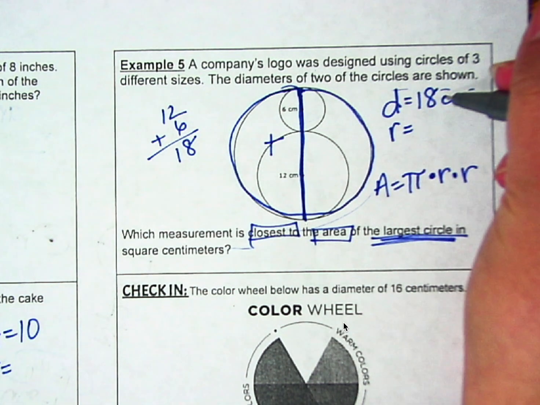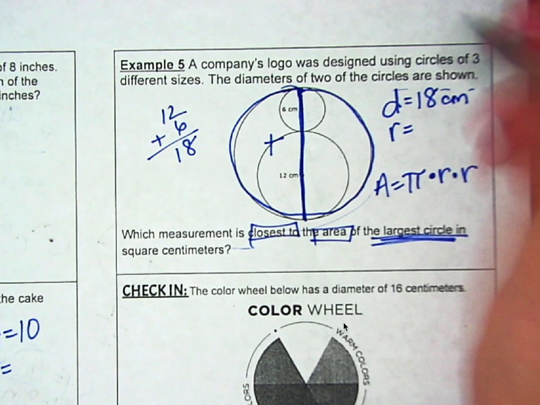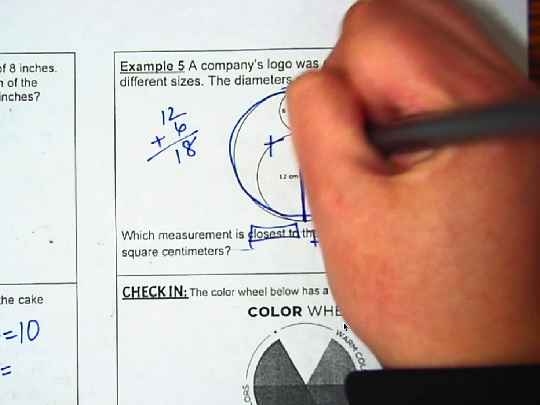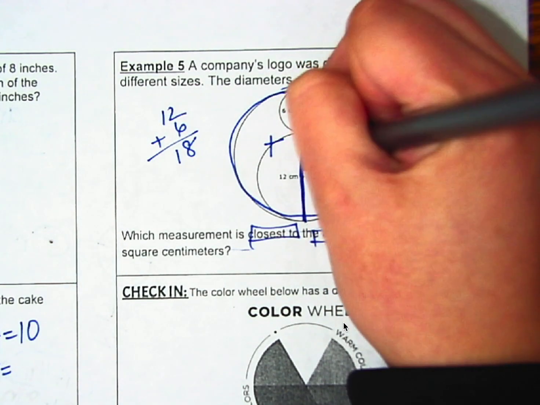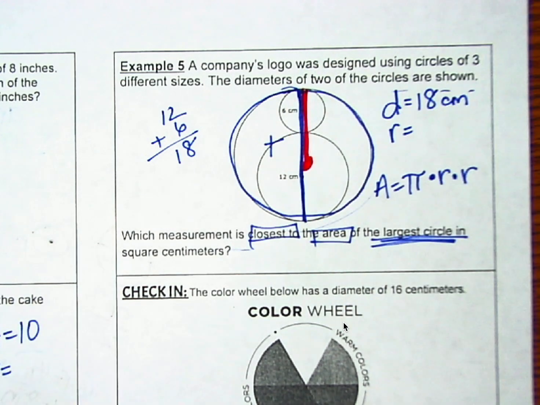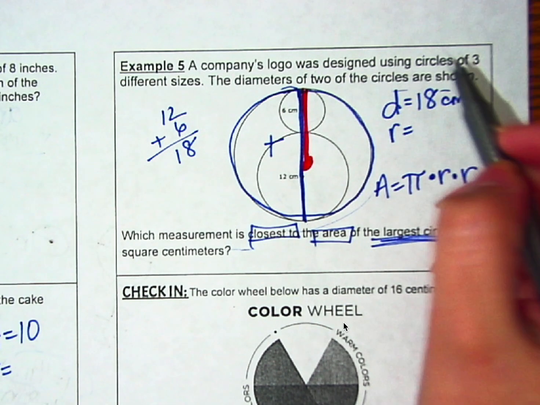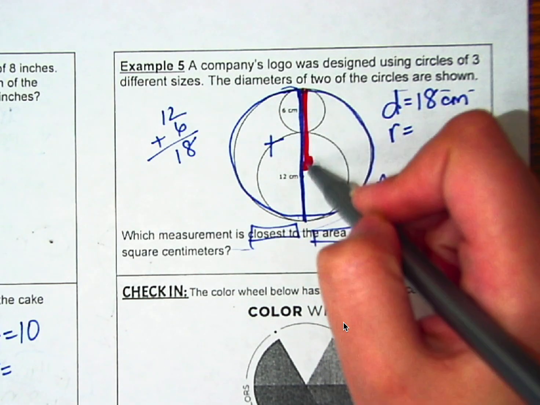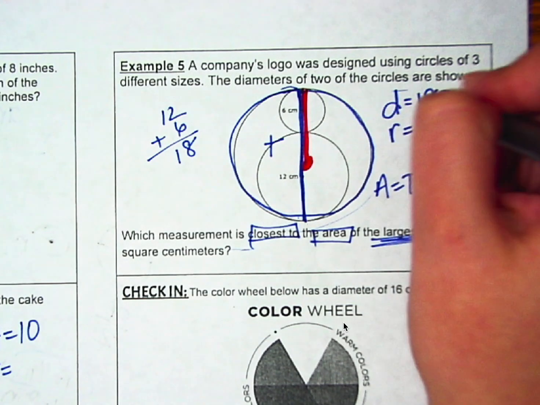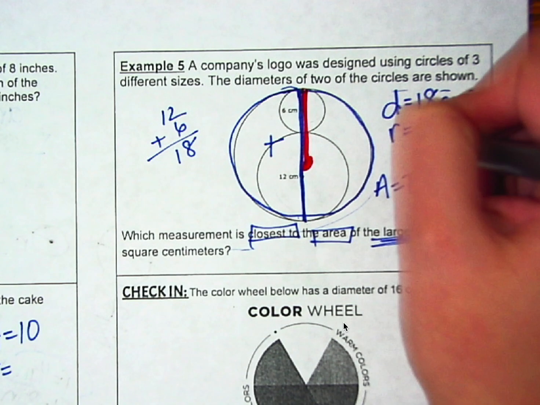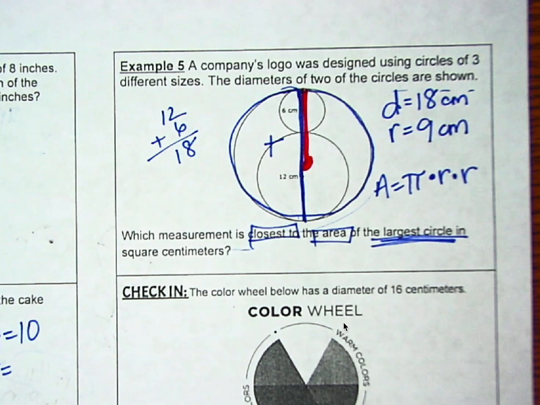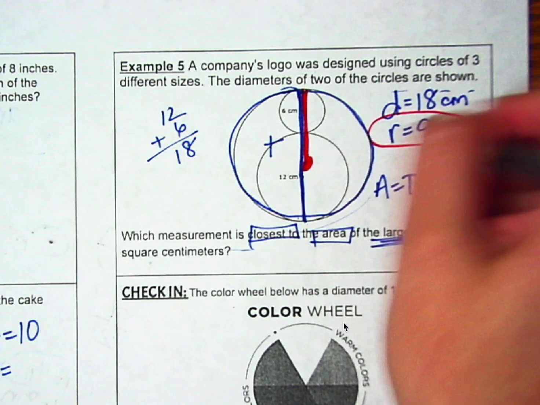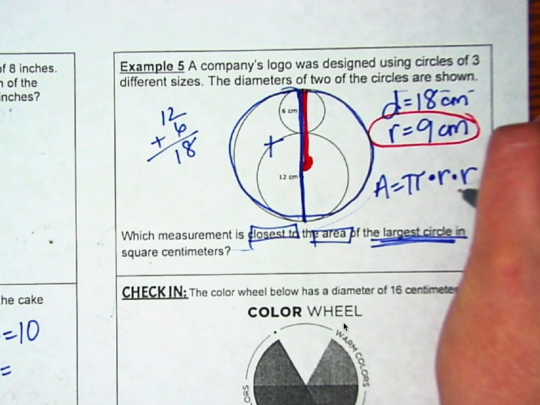If I have my diameter, I can get to my radius. Okay? If my radius, I know, is halfway, is my number going to get bigger or smaller? It's going to get smaller, right? 18 is all the way across. If I'm trying to get halfway, it's going to be divided by 2. So 18 divided by 2 is 9 centimeters. Now I have enough information to plug in my formula. So now I'm going to use my radius because that's what the formula for area calls for.